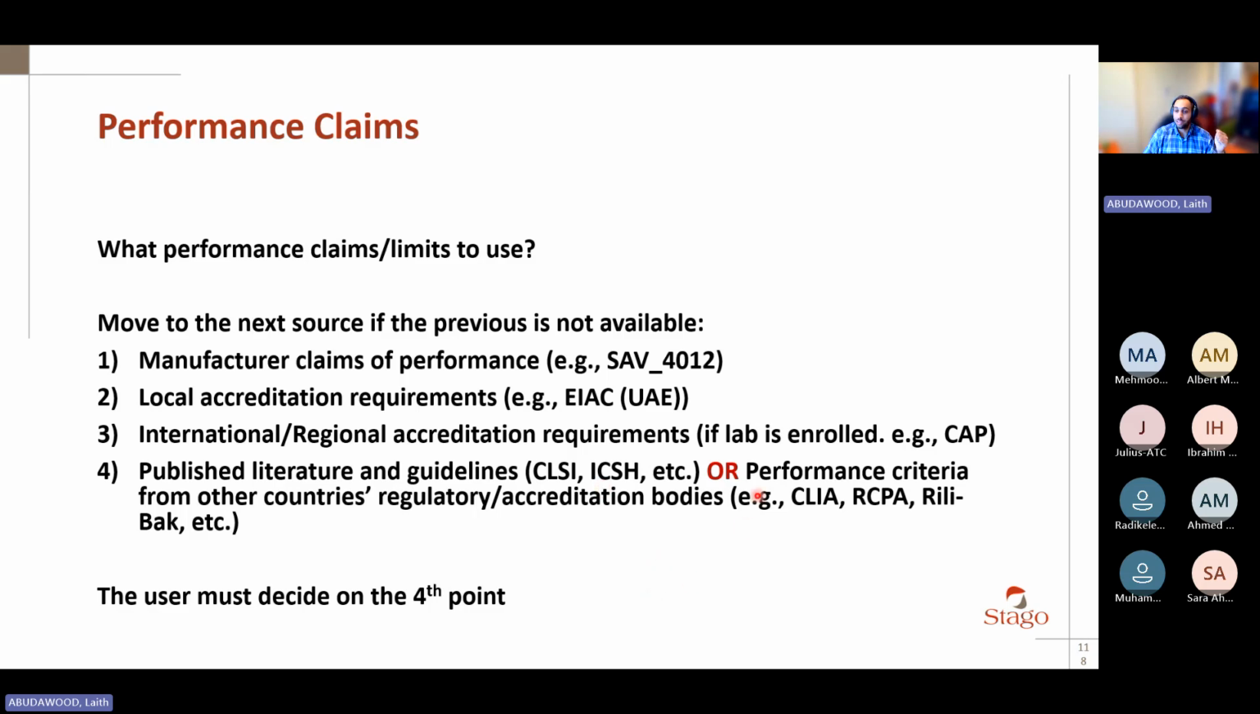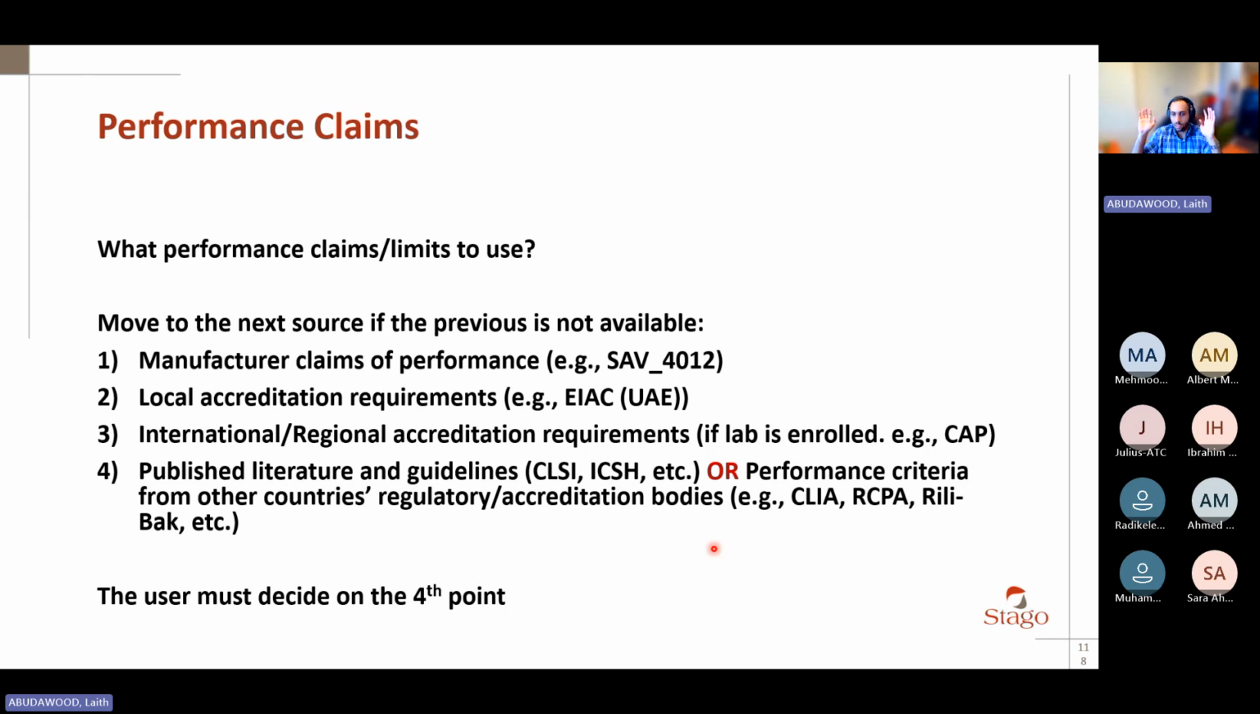Sometimes you have performance criteria that are provided in different countries to the one you are living in. For example, CLIA is in the US, RCPA is in Australia, Rilibak is in Germany. Okay, so you can resort to these ones. So you go to the first, you don't have it, you go to the second, you don't have it, you go to the third, you don't have it, you go to the fourth.